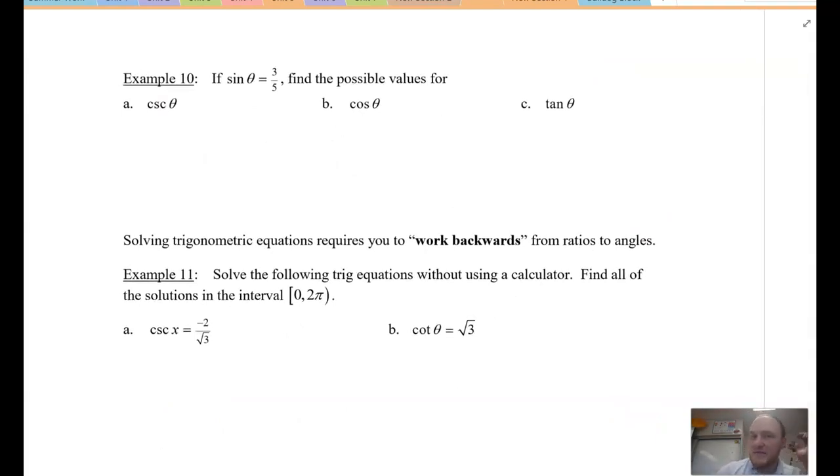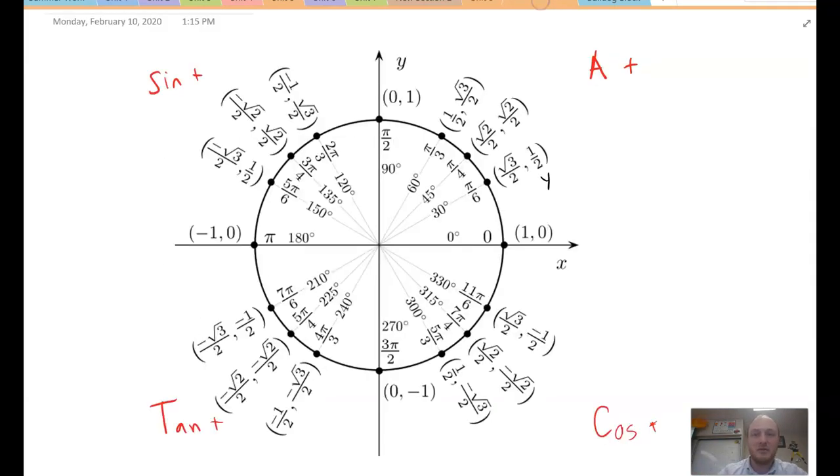So here they say if sine of theta is 3/5, find the possible values. What I'm going to do is draw a little xy axis, and they say sine is 3/5, so I'll make a triangle here. Sine is 3/5, opposite over hypotenuse. Now notice this could also apply in this quadrant as well. Sine is 3/5 here too, because it's still positive. So sine is positive in quadrants 1 and 2, and we get that here. Sine's positive in quadrant 1 and in quadrant 2.